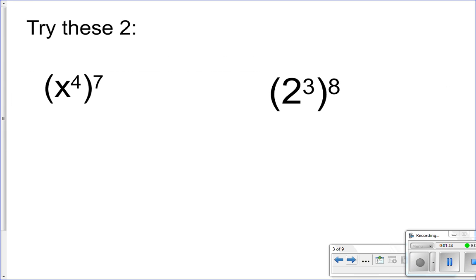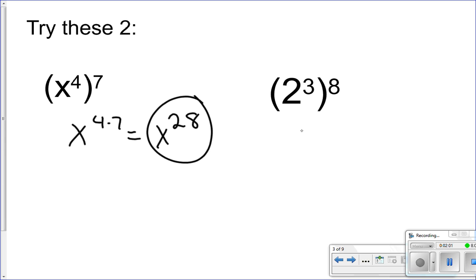Take a second, and try these two on your own. Power to a power. For this one, you should have gotten x to the 4 times 7, or x to the 28th. And over here, you should get 2 to the 3 times 8, or 2 to the 24th power.